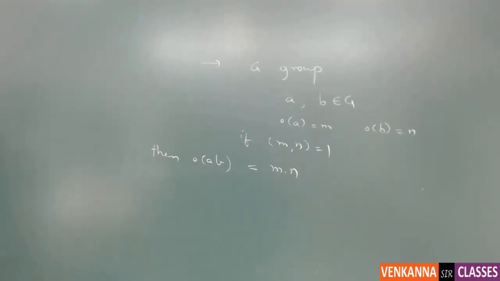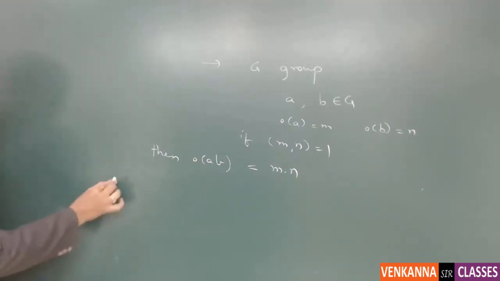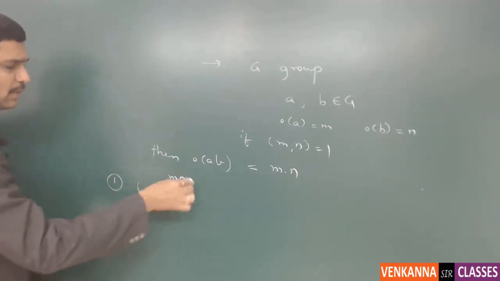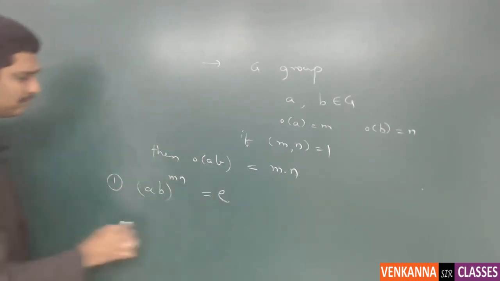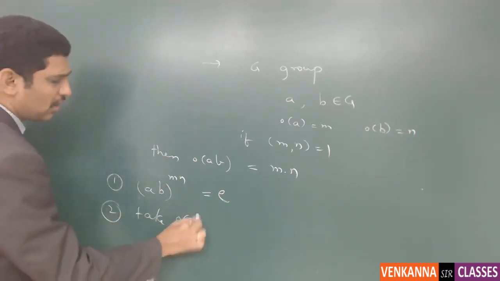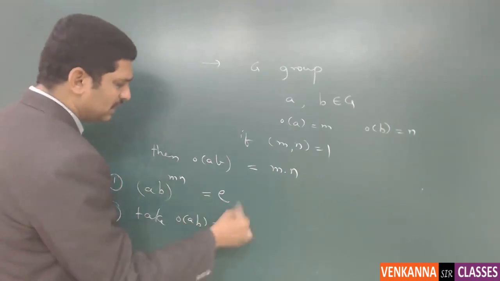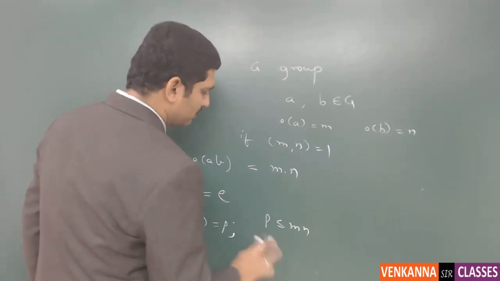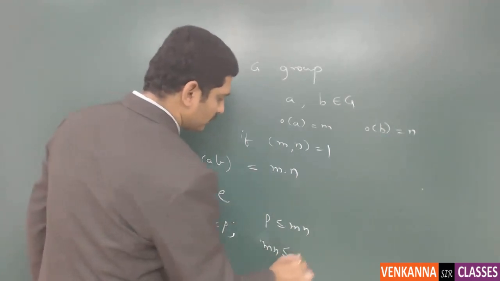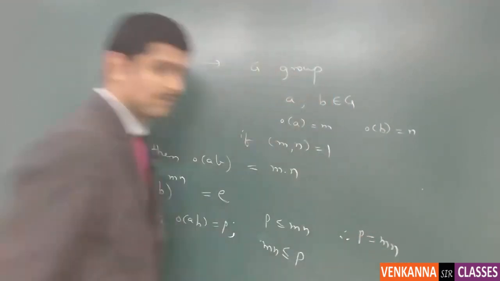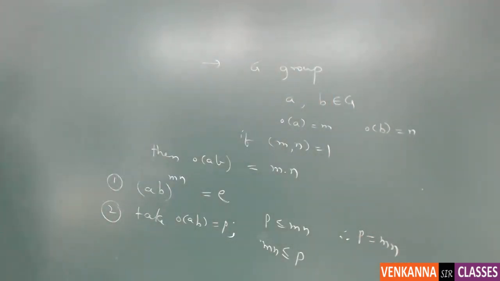The logic is also very similar to what we have just proved. In the first step, I prove that if I raise ab to the power mn, I will get the identity. In the second step, I take the order of ab to be equal to p. Then I prove that p is less than or equal to mn, and mn is less than or equal to p, so that p is equal to mn. The same logic of the previous problem I will use right here.